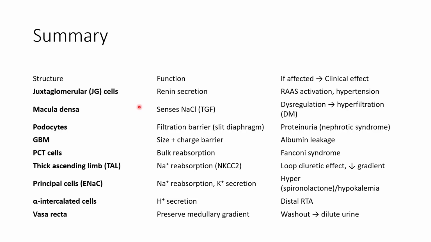So basically, summary and function of different cells in the kidney. There are JG cells, juxtaglomerular cells present near the efferent arteriole. They secrete renin that will cause RAS activation and hypertension. Then macula densa, which senses NaCl. Any dysregulation can lead to hyperfiltration and diabetes mellitus.